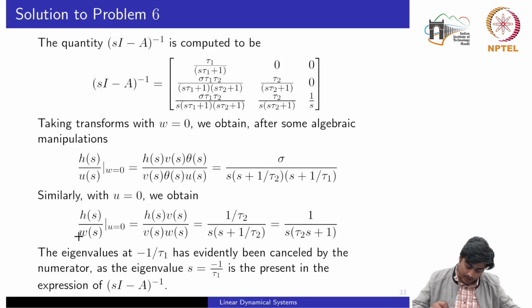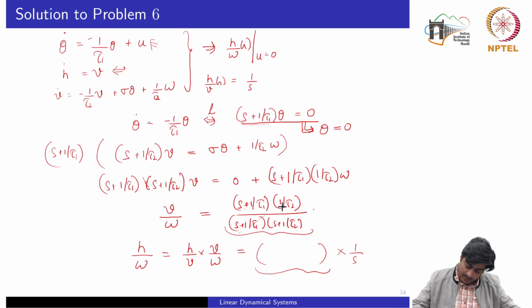But at the same time we should notice that if the s plus 1 by tau 1 polynomial has its roots on the left hand side, then this theta would always go to 0, even if it is not controllable. Then we have another concept which is a weaker condition than controllability.